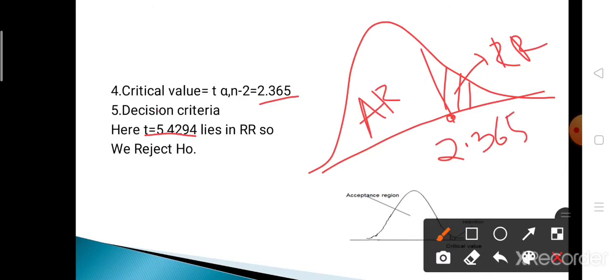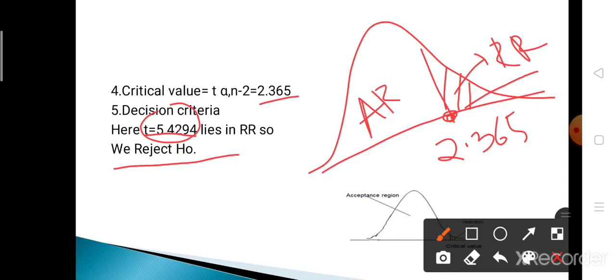So this test statistic 5.4294 lies in which region? Rejection region, because 5.4294 is greater than 2.365. That means it lies in the rejection region. So we reject H0.